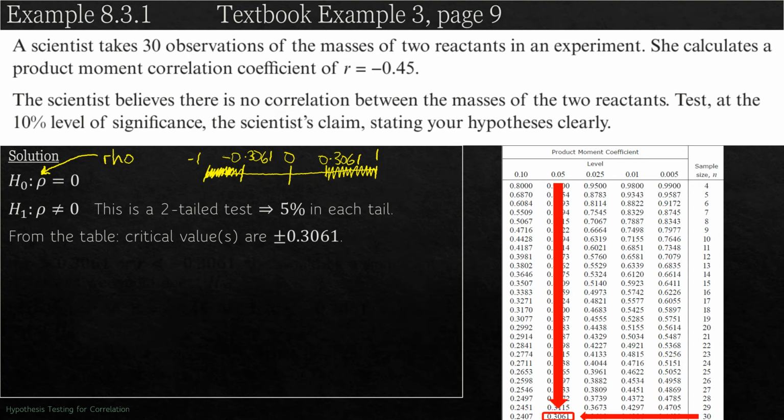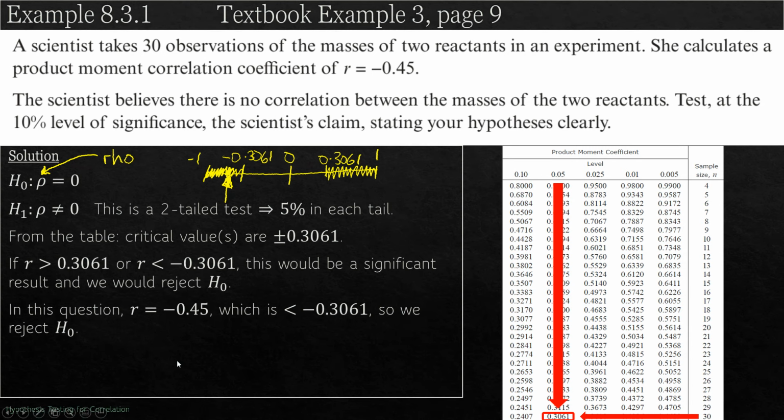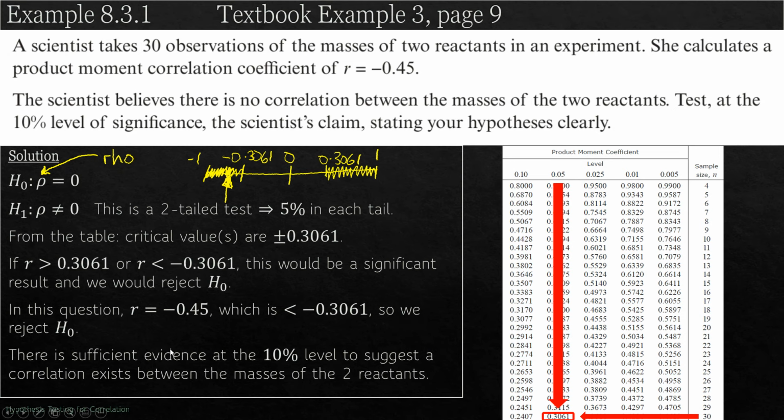So in this particular case, our r value is minus 0.45, which would be in this rejection region here. So yep, we will reject the null. Minus 0.45 from a sample of 30 is strong enough evidence of a correlation between these two variables. So that sentence there is just describing what my little diagram was saying. Since r is minus 0.45 and it is less than minus 0.3061, we will reject the null hypothesis and conclude that there is sufficient evidence, so there is enough evidence at the 10% level to suggest a correlation exists between the masses of the two reactants.